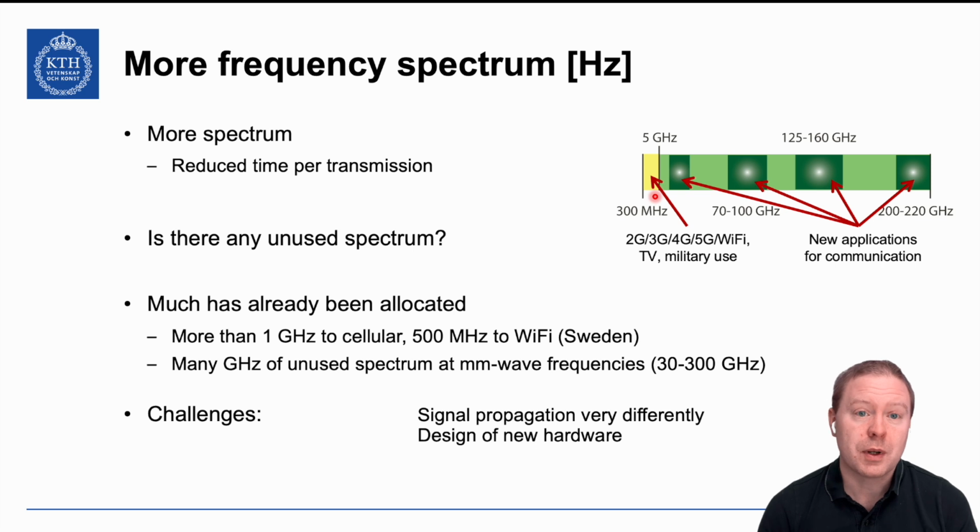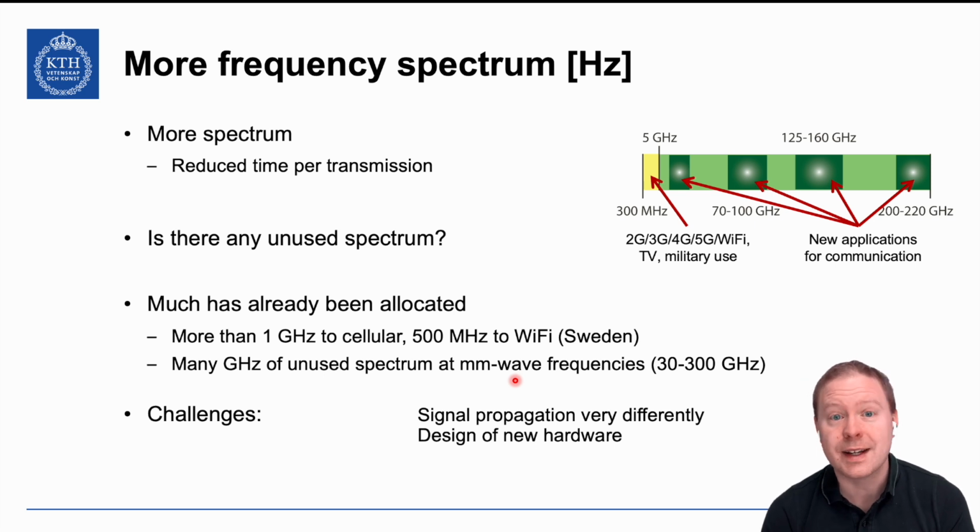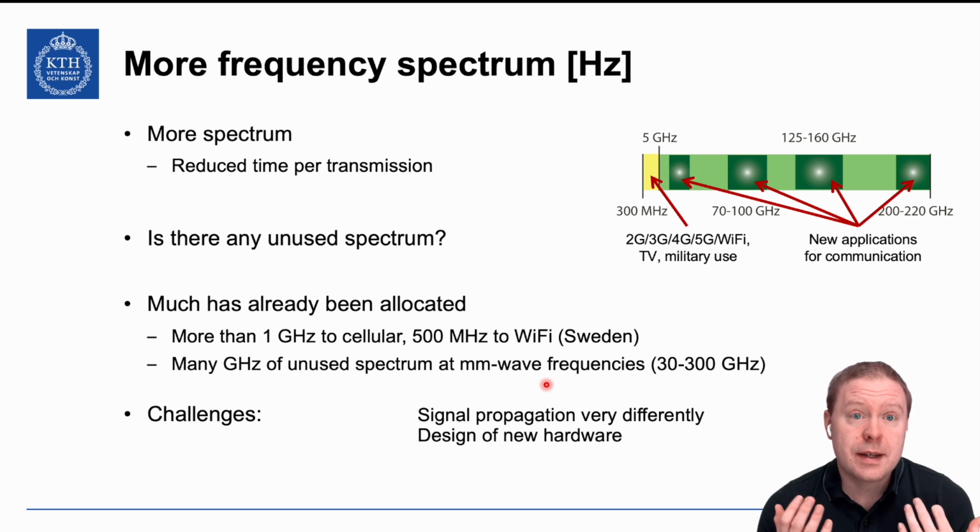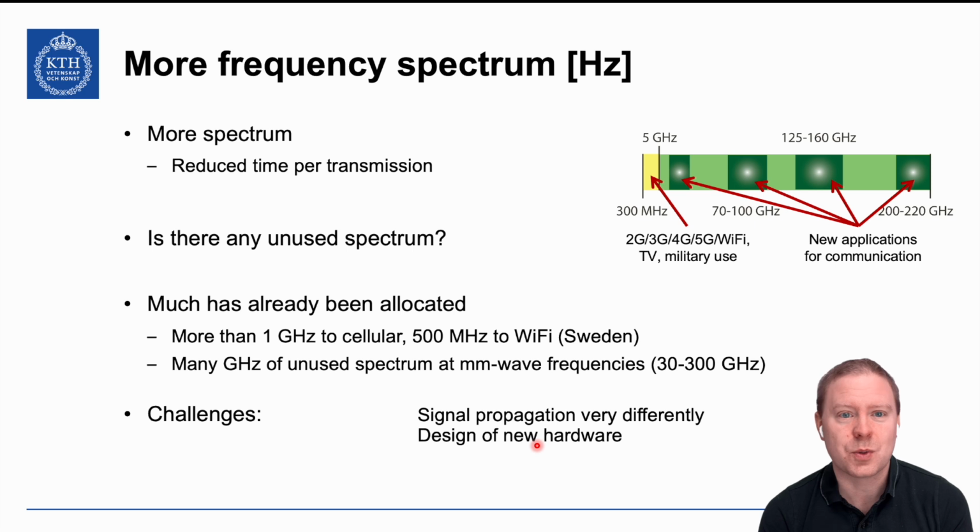So therefore, people are looking beyond that into what we call millimeter wave frequencies, starting at around 30 gigahertz, where you can start measuring the wavelength in millimeters. So at 30 gigahertz, you have a 10 millimeter wavelength. In these higher millimeter wave bands, we typically have different propagation conditions, which are in many cases worse, but it can still work fairly well in line of sight scenarios. And designing the hardware for these new technologies is also very challenging.